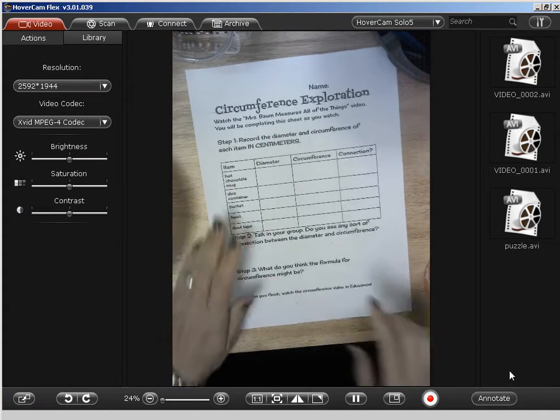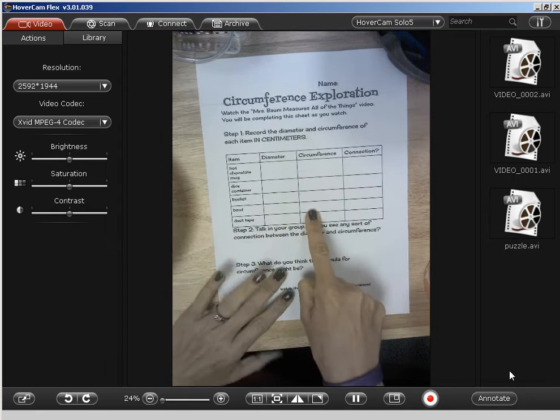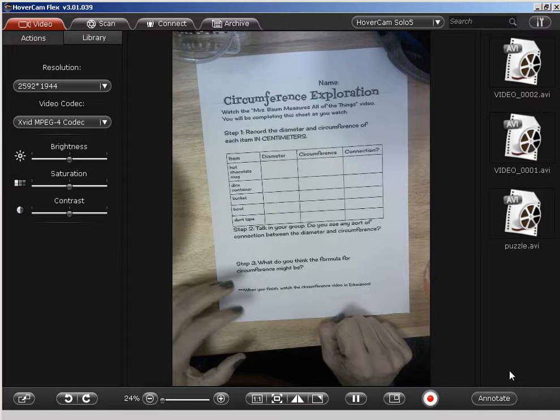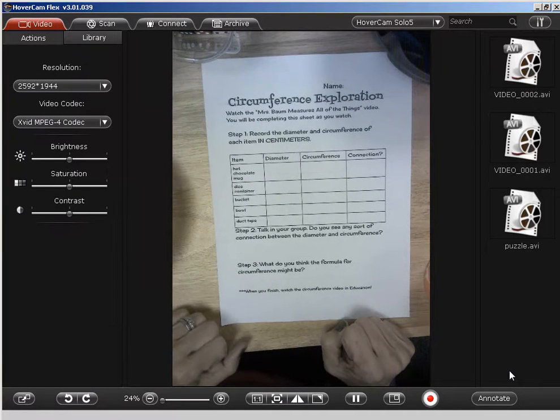So I'm going to be doing some measuring that you and your group are going to use to help you get an idea of what the formula is for the circumference of a circle.